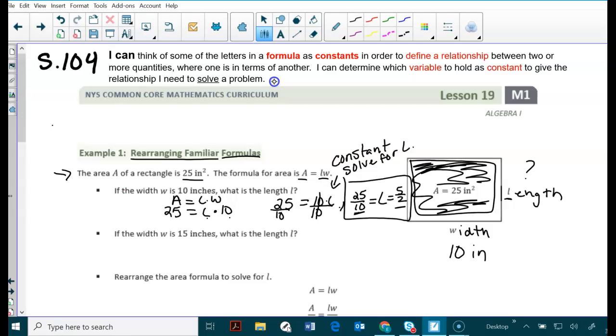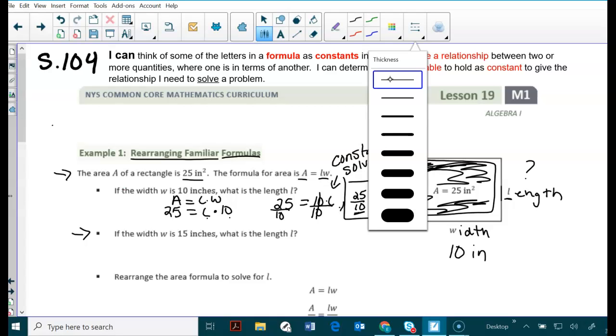If the width W is 15 inches, what is the length of L? So right here, if the width W is 15 inches, what is the length of L? Again, we know some of our information. Let's see if this helps my writing. Let's try this.